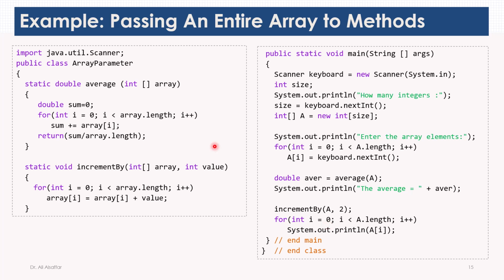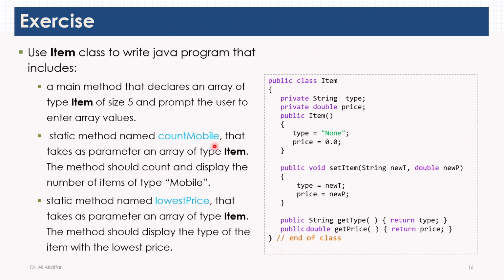Let us have an exercise showing you how to pass an entire array to methods. In this exercise, we are going to use a class called Item, and its definition is shown here. So we are going to write a Java program that includes the following methods. Let us have a look first at the definition of the class, identify its data members, the constructor, and the methods. It has 2 data members, which are type as a String and price as a double.